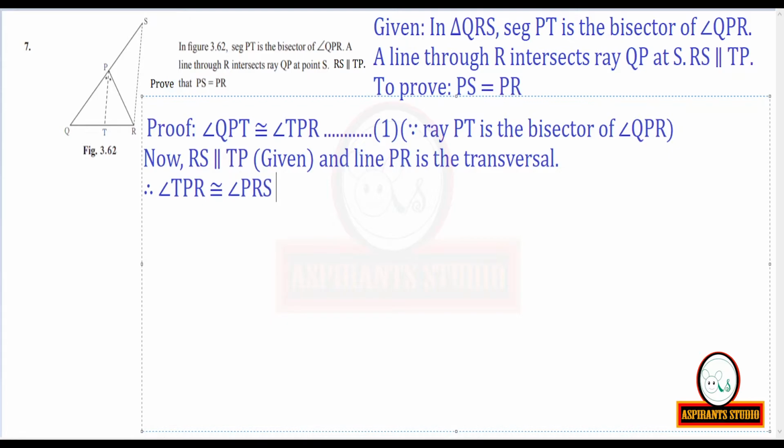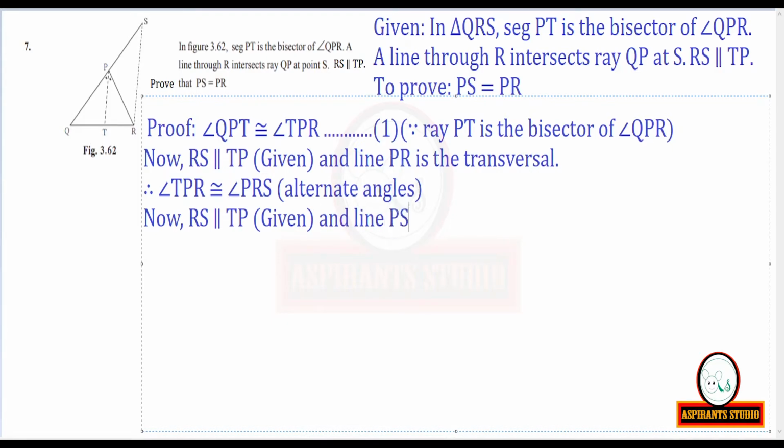Now, RS is parallel to TP is given, and let us take, for the first time, line PR to be the transversal. For the next time, we will be taking line PS to be the transversal. When you take line PR to be the transversal, then the alternate angles will be angle TPR and angle PRS. They will become congruent because of the alternate angles theorem. The alternate angles formed by a transversal of two parallel lines are of equal measure. So now take this to be the second equation.